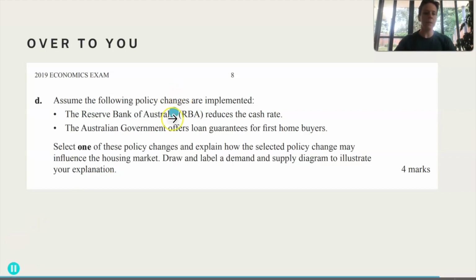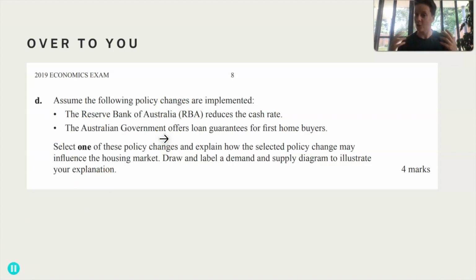The second one got people, so the Australian government offers loan guarantees for first home buyers. We don't explicitly look at loan guarantees, but if you ever see language that's a little bit scary or a little bit different, just take a deep breath and have a good look at it and try and understand what is it trying to say to me? What does it mean? So we're dealing with the housing market.